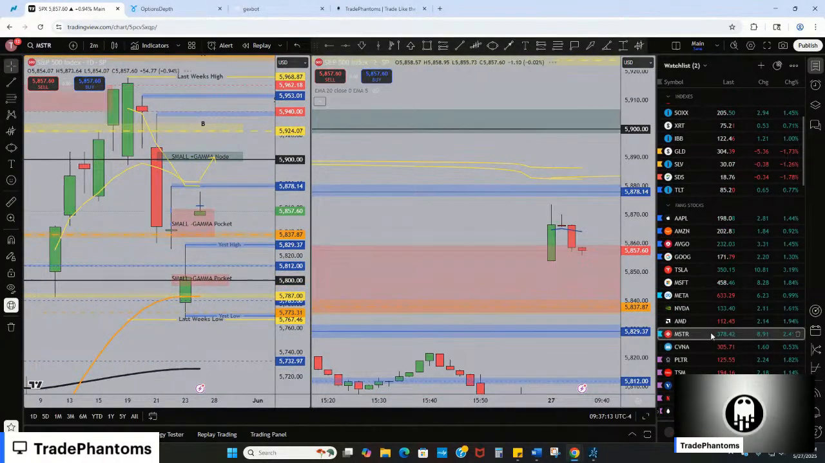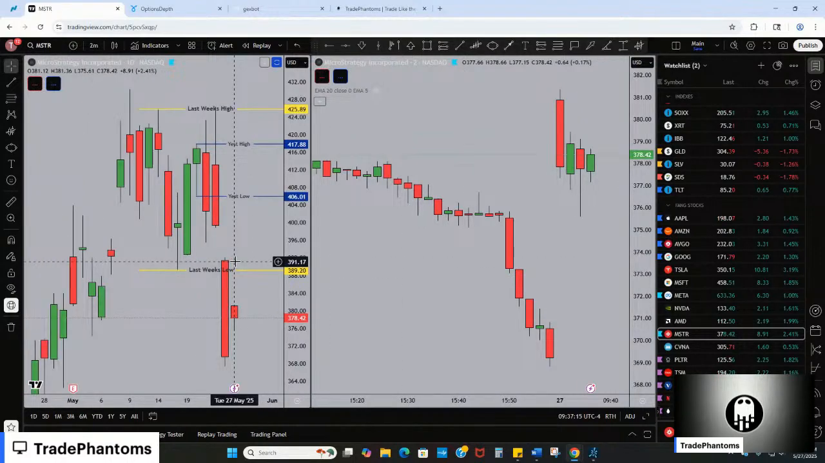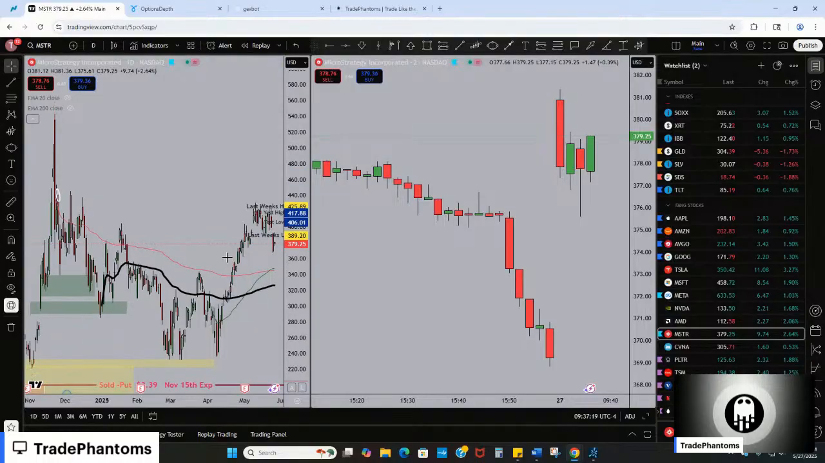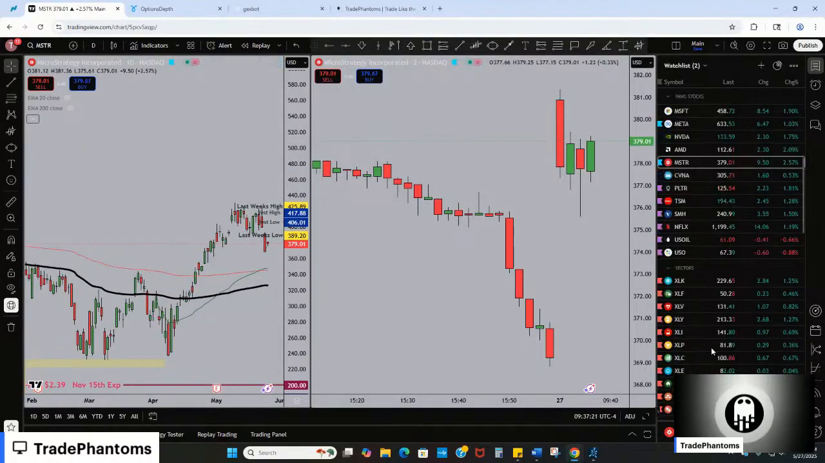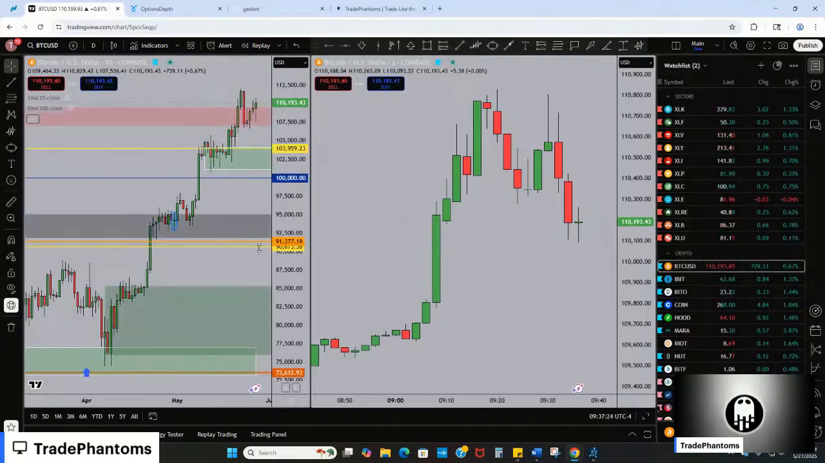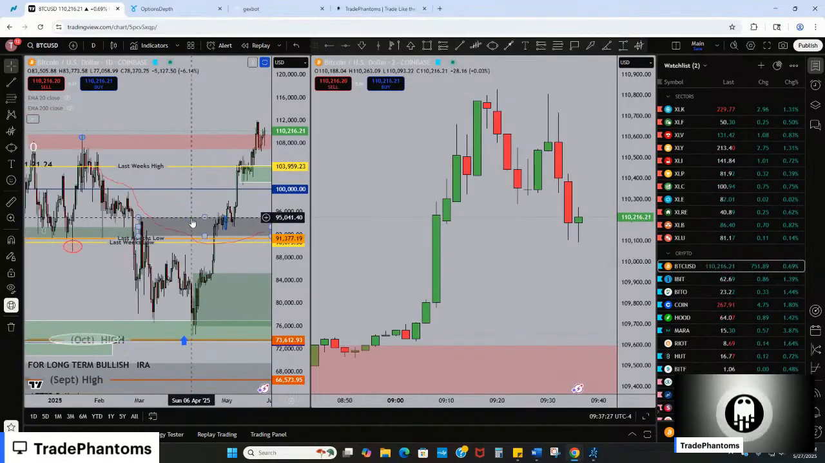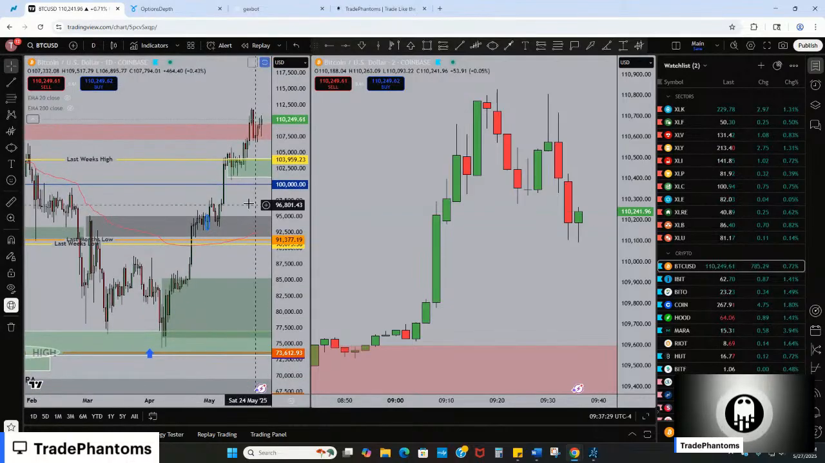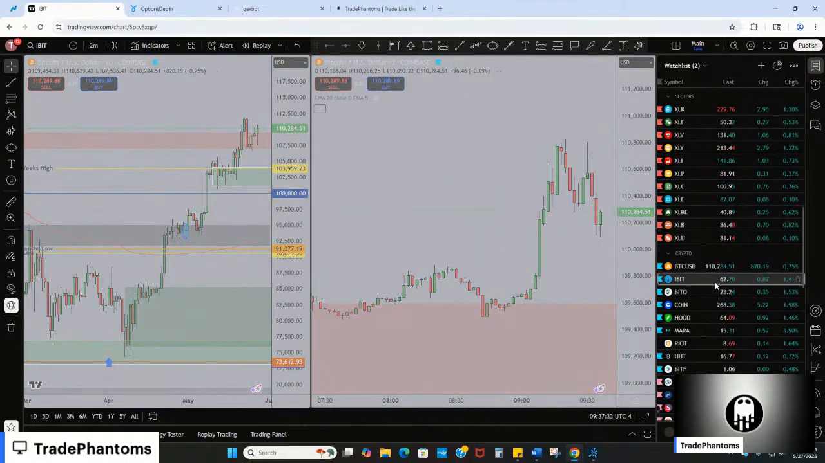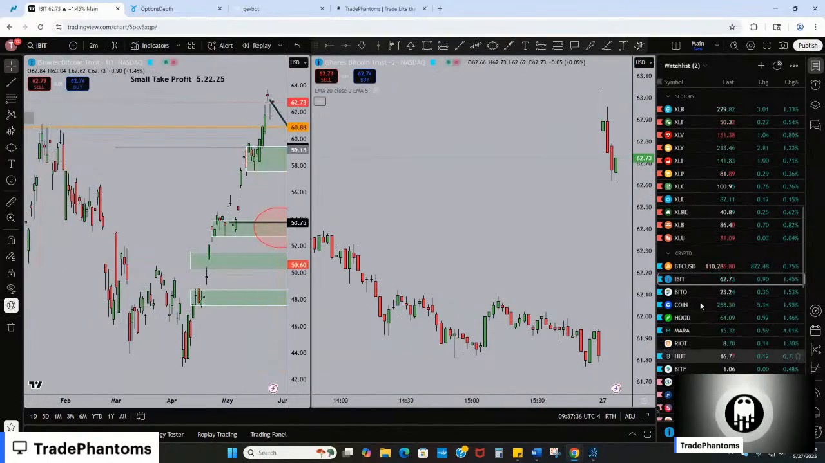MSTR weak. Here's COG. I just want to be a little careful with shorting MSTR as Bitcoin is at all-time highs for the most part. So you just got to be a little careful with that because MSTR is super connected to Bitcoin. So just got to be a little cautious with that. Be careful with it.